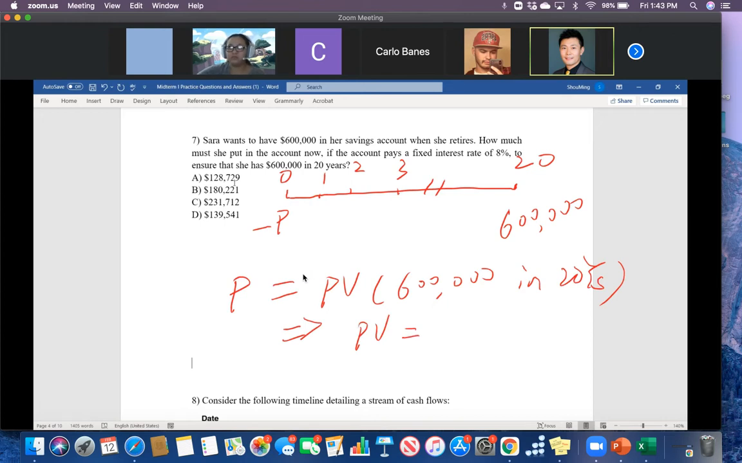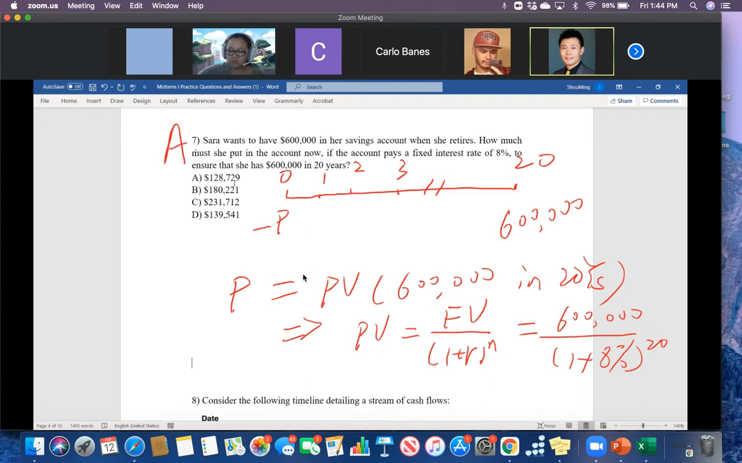Of 600,000 in 20 years. So we have a formula to do that. It simply equals future value divided by 1 plus R to the power of n. The future cash flow is 600,000 divided by 1 plus the interest rate, given as 8%, to the power of 20. Simply using this formula, you can easily get the correct answer. The correct answer is A. Or you can use the time value of money function of the financial calculator. You already learned that, right? How to use the financial calculator, right?